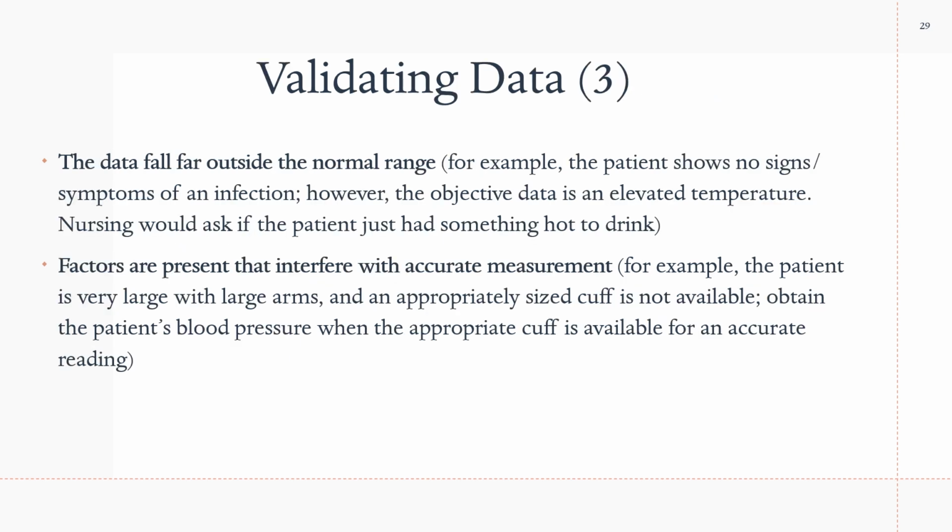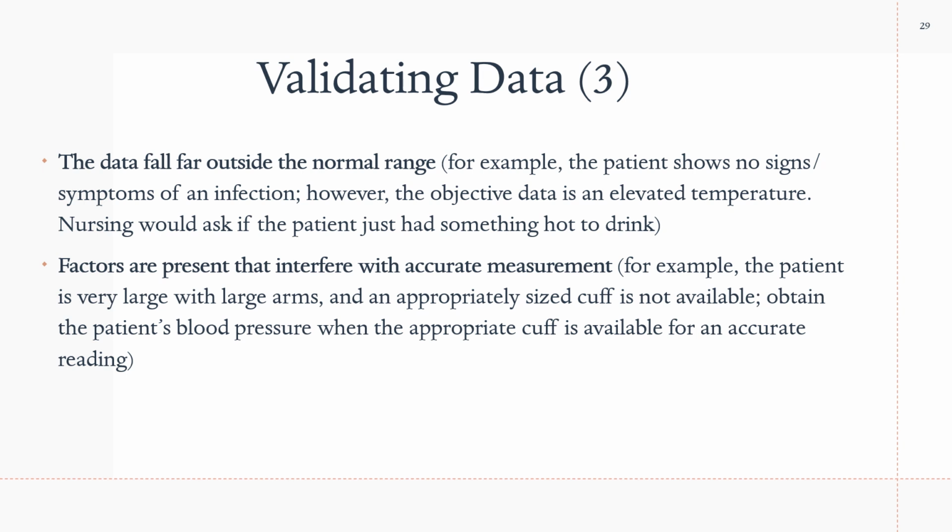The data will fall far outside the normal range. For example, the patient shows no signs or symptoms of an infection. However, the objective data is an elevated temperature. So my patient is telling me that they feel fine. Nothing is going on. Maybe it's a urinary tract infection. Does it burn when you void? No. But yet, in looking at their urinalysis result, yes, they do have a urinary tract infection.